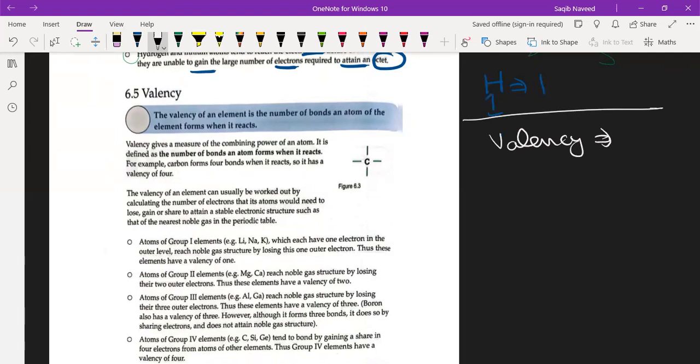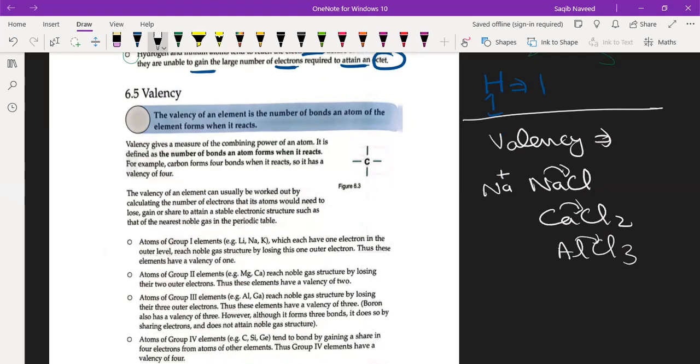For example, NaCl, calcium chloride, aluminium chloride. Sodium is making 1 bond, calcium is attaching with 2 chlorine, aluminium is attaching with 3 chlorine. Okay. So similarly, you can predict the valency. What is the valency of sodium? It's +1. Calcium is 2 plus. I have just explained the concept of valency; for any element you can predict it from the periodic table, right?